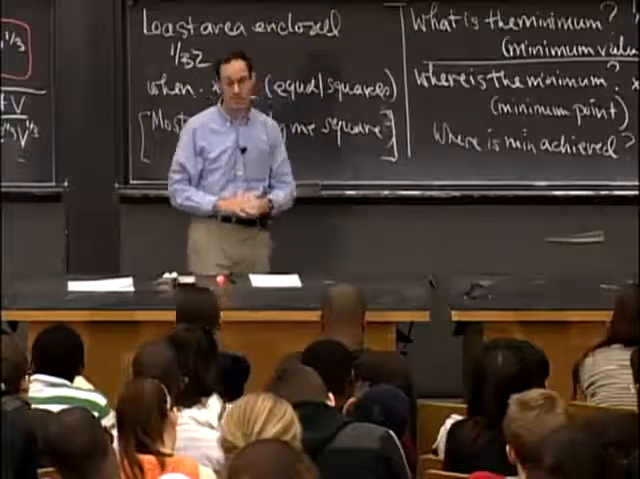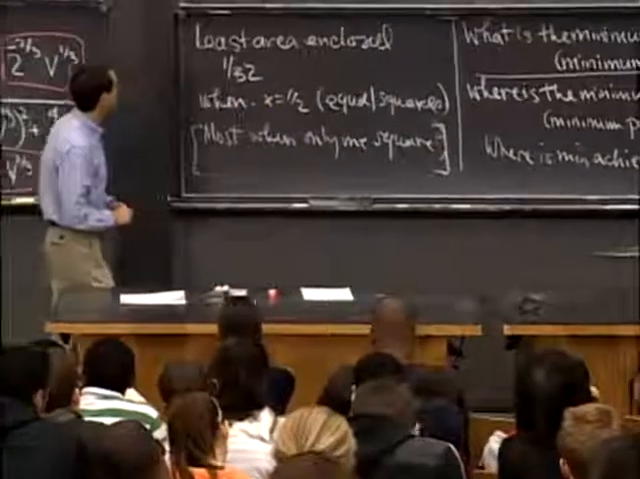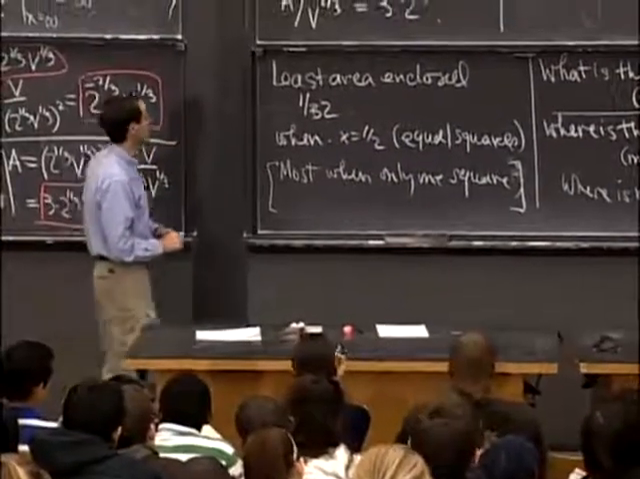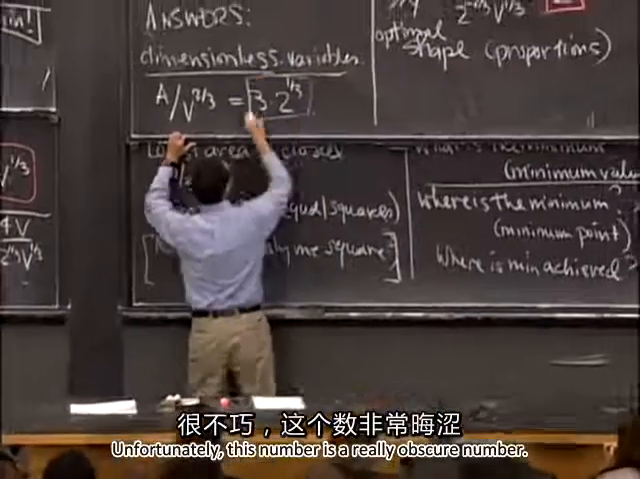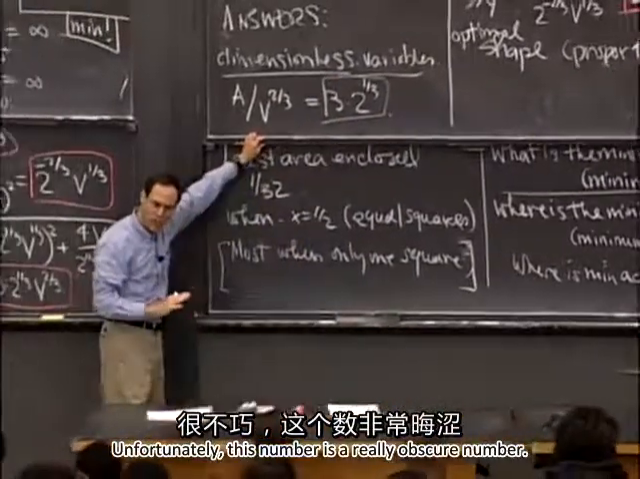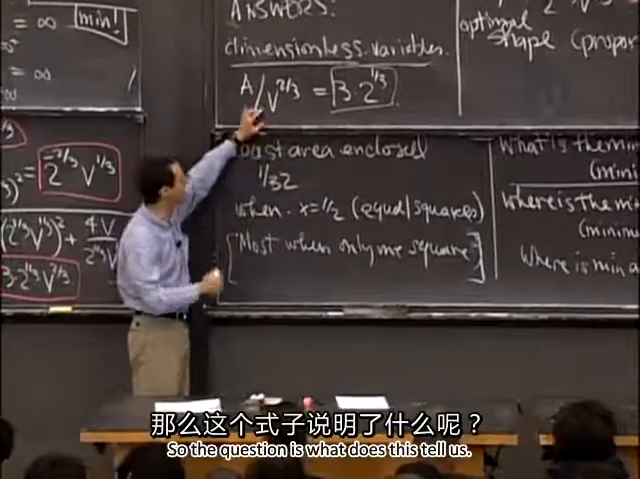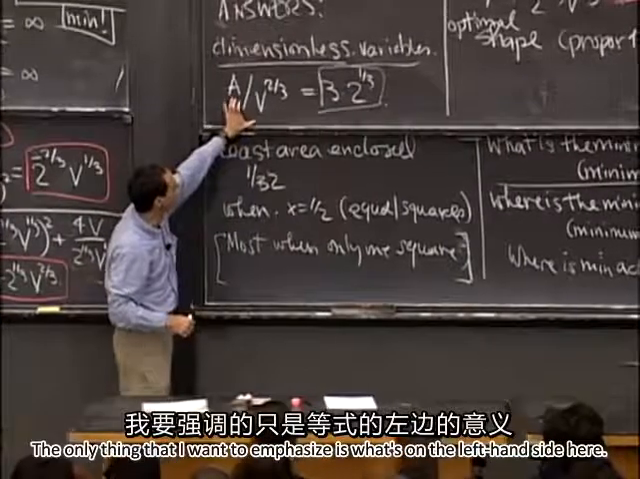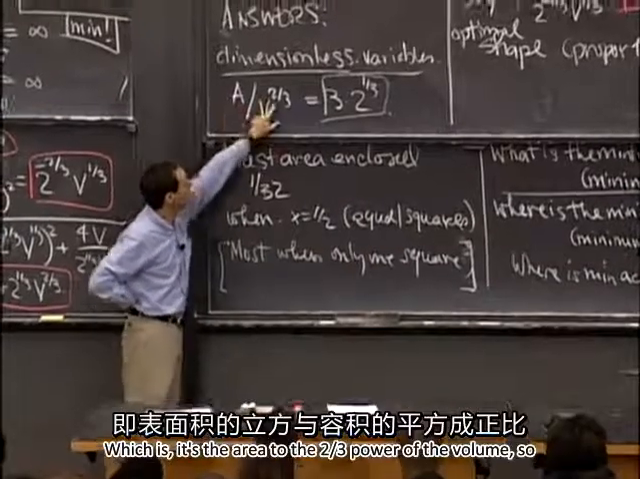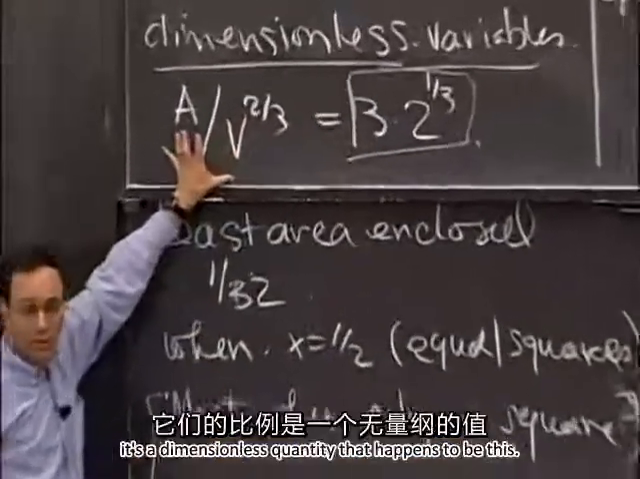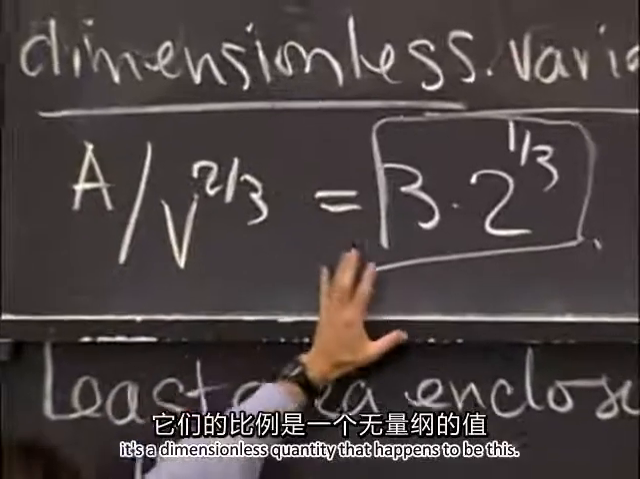I'm sorry, what exactly does the ratio of the area to the volume ratio of the 2/3 tell us? Unfortunately, this number is a really obscure number, so it doesn't. The question is, what does this tell us? The only thing that I want to emphasize is what's on the left-hand side here, which is the area to the 2/3 power of the volume, so it's a dimensionless quantity that happens to be this.